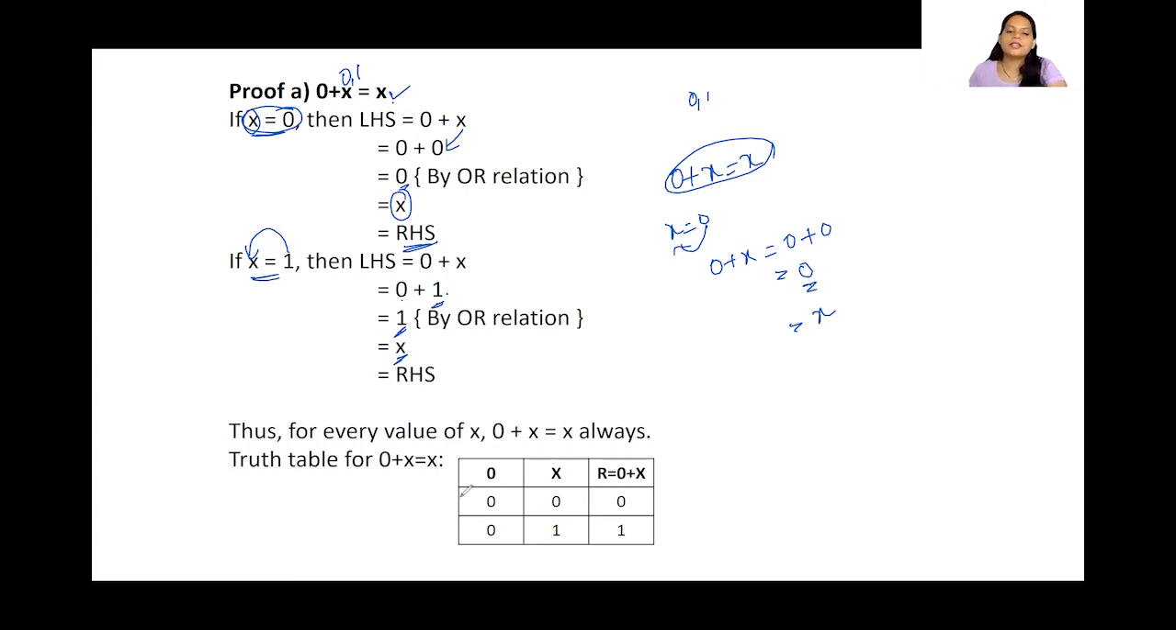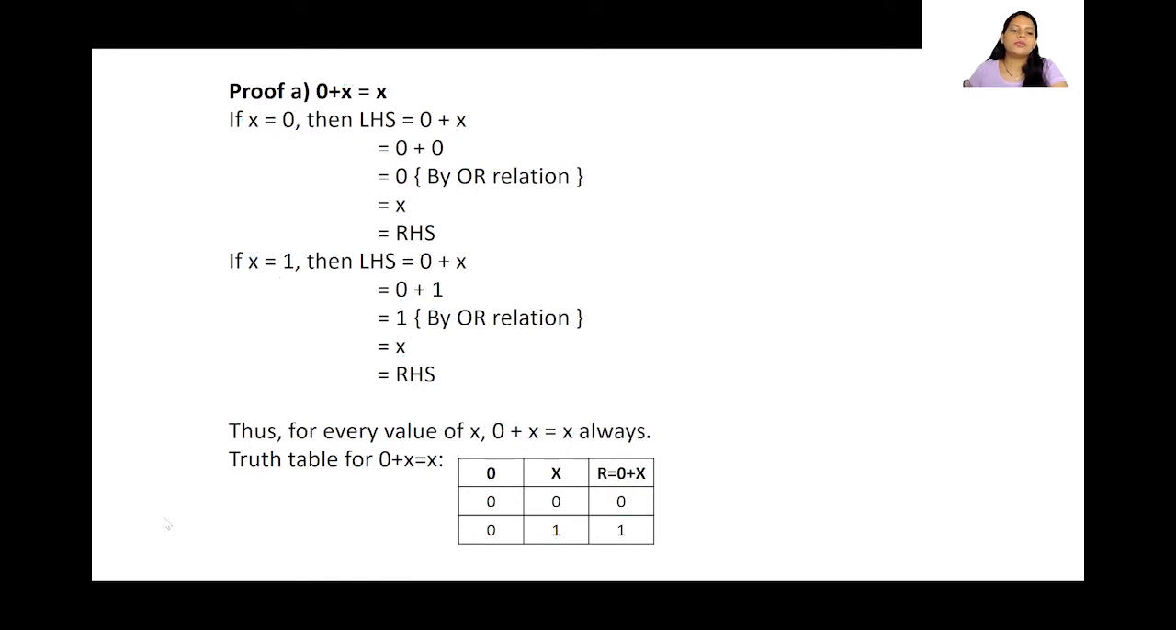Clear? So here see the truth table for this one. I am taking 0, I am taking x. Now x value I am taking either 0 or 1. So whenever I am doing OR operation, 0 and 0 I am getting 0, 0 and 1 and 1 and 0 I am getting 1. Now this is equal to this, isn't it? So always 0 plus x is nothing but x. Hence we have proved. Clear?